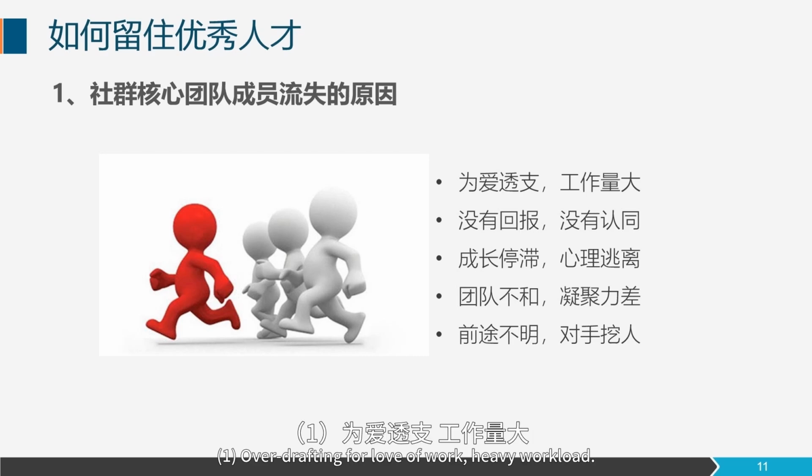1. Overdrafting for the love of work, heavy workload. 2. Without rewards or recognition. 3. Stagnation in growth, psychological escape. 4. Team conflicts and lack of cohesion. 5. Uncertain future, peer recruitment.